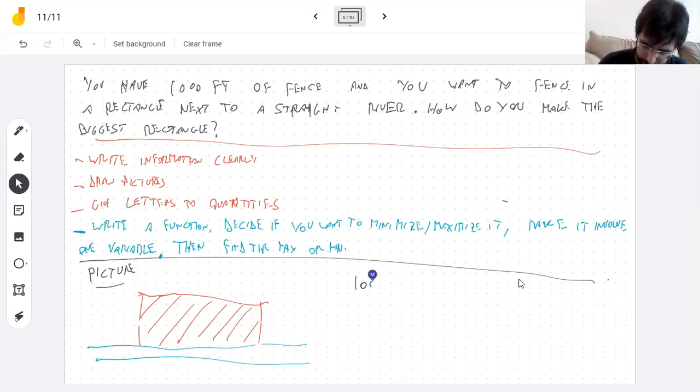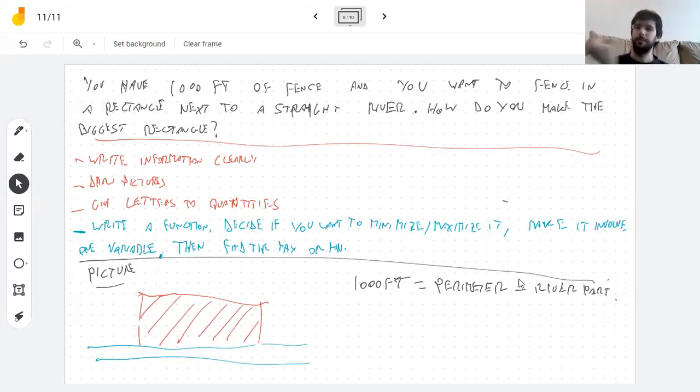1,000 feet. What is 1,000 feet? Would that be the perimeter, except for the part of the river, which doesn't need a fence? So perimeter minus that. So, what numbers do you need to describe this shape, the solution? If you were to give me any possible rectangle, how would you? You would have to give me some quantities. The length and the width. Yeah. So let's just call these by some letters. So then, are there other quantities that are important here?